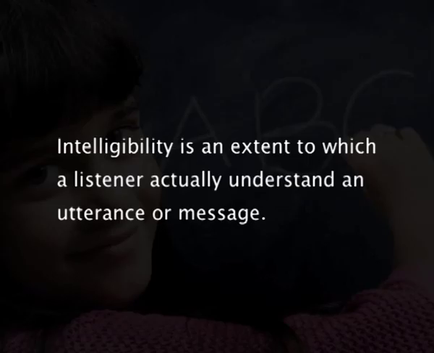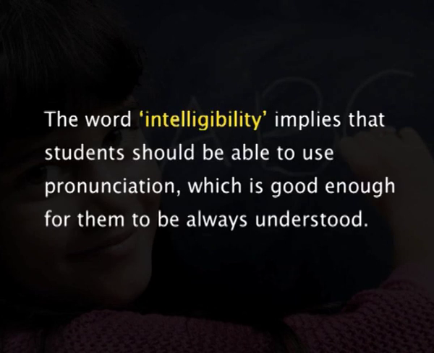But what actually is intelligibility, or how can we define the term intelligibility here? Intelligibility is the extent to which a listener actually understands an utterance or message. Here, the word intelligibility implies that students should be able to use pronunciation which is good enough for them to be always understood. So, intelligibility is the learner understanding the speaker's message where the speaker conveys sensible information to the listener.